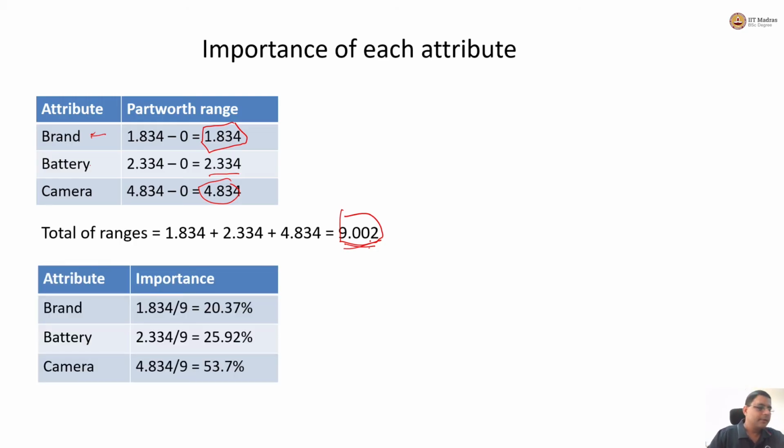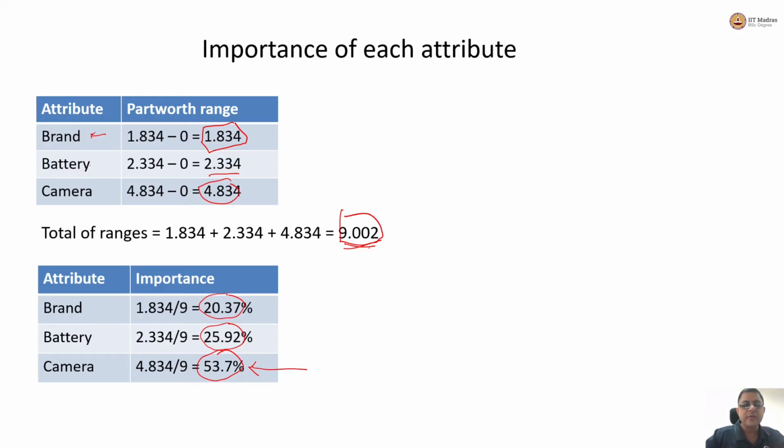So clearly, this consumer looked at the camera resolution the most, because the importance attached was almost 53%. For battery, it was the next, which was about 26%. And brand was least important to this consumer, because brand only had an importance of about 20%. So that is how you calculate the importance of each attribute given by this consumer.